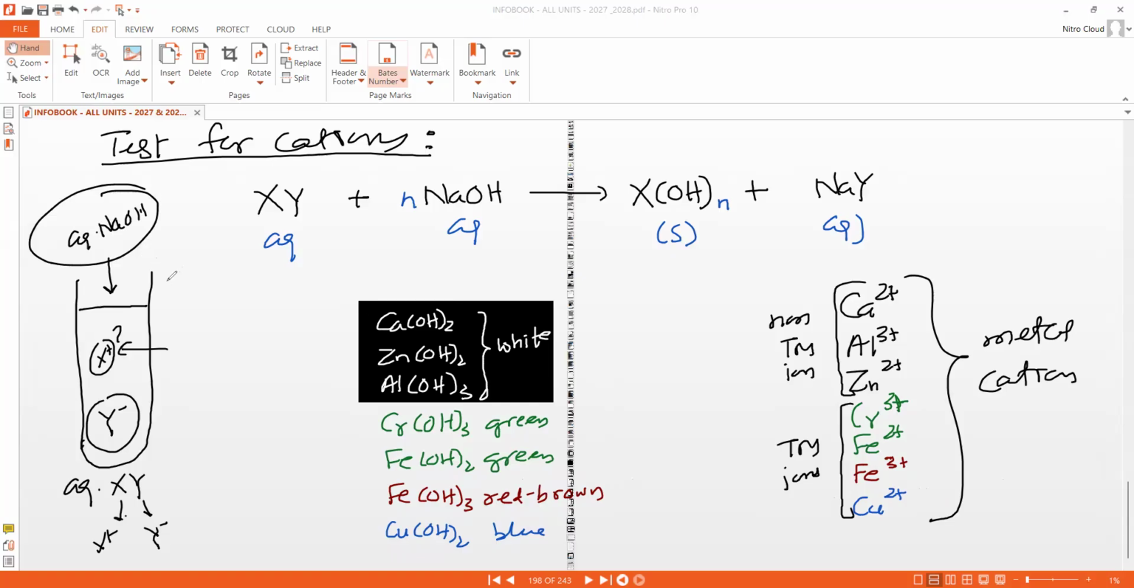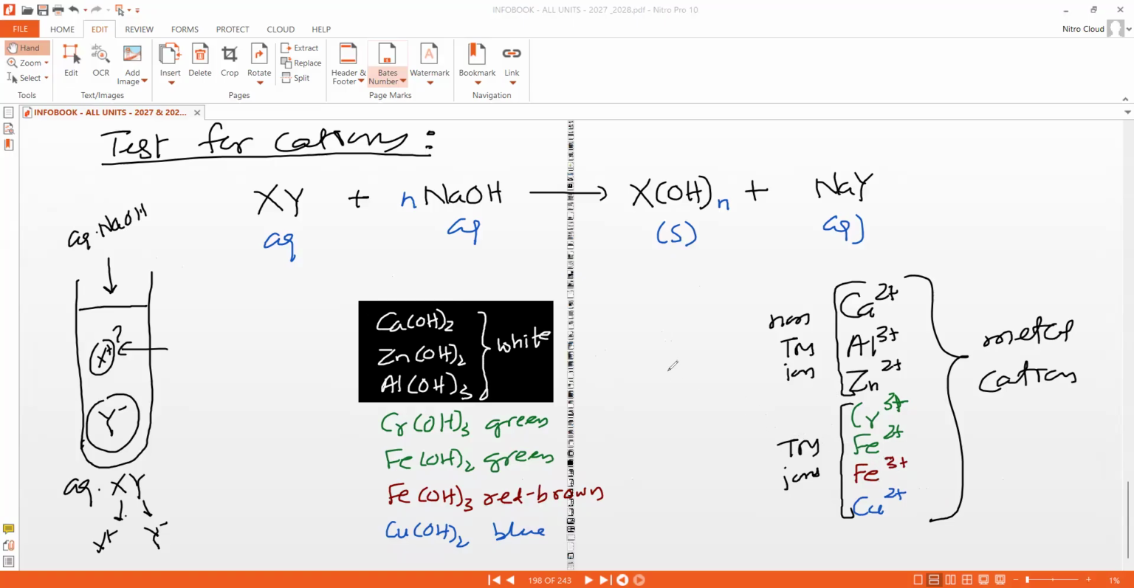So all you need to do is add sodium hydroxide to the solution and watch for the color of the precipitate. If it's a white precipitate, then any of these three; green precipitate, then chromium or iron; red brown precipitate, then Fe3+; blue precipitate, then Cu2+. This is what you need to do.